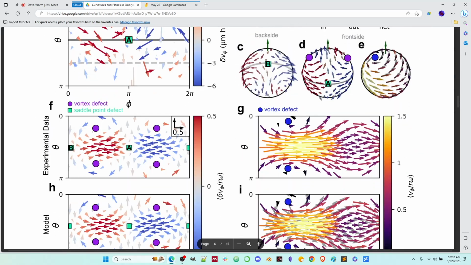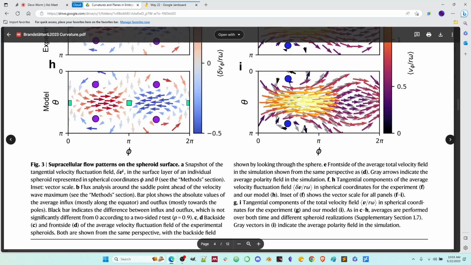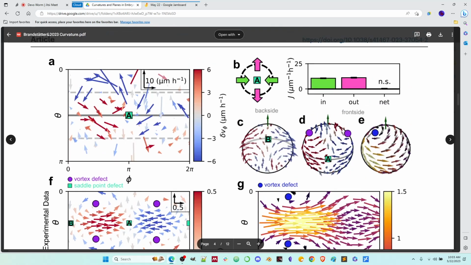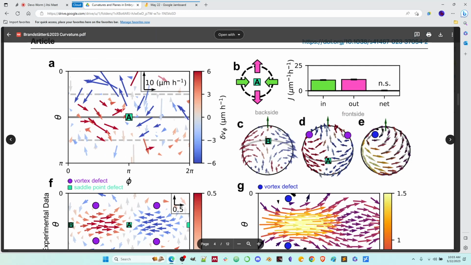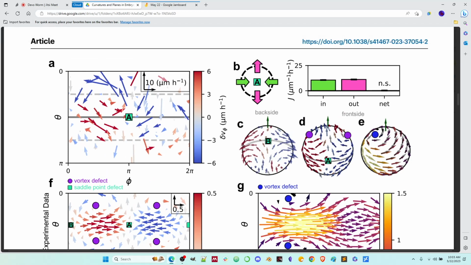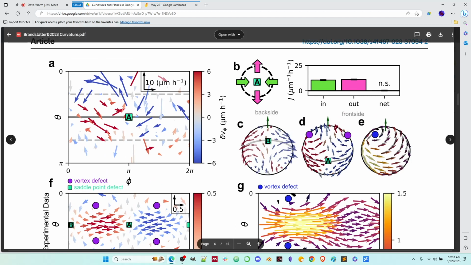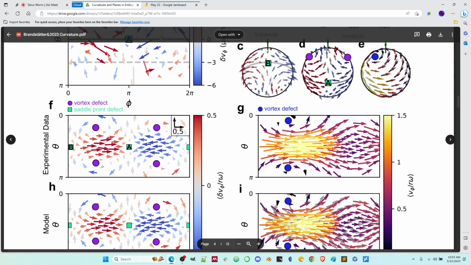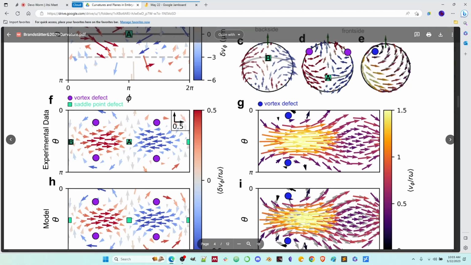And then in this figure, you have supercellular flow patterns of the spheroid surface. So these show the flow patterns sort of broken down as the way in which they're moving. So you have these different colored arrows. You have vortex defects and saddle point defects, in the experimental data and model. So in this way, they show the flow fields, and then these different defects, saddle point and vortex.